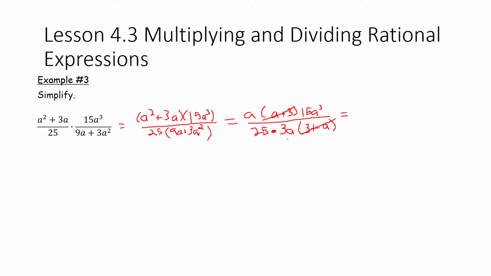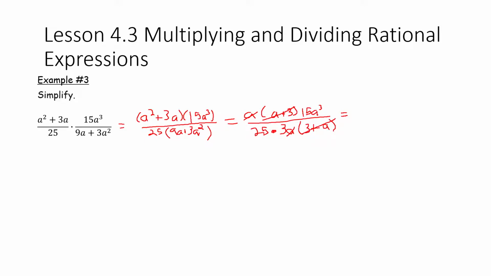Now we've got this a times 15a cubed and 25 times 3a. So let's deal with this a. We've got a lone a up here and a lone a down here. We could take this a from the a cubed, but we have a chance to completely eliminate one of our units, so let's do that. Why not? Less work at the end. Now we're left with 25 times 3 and 15a cubed.